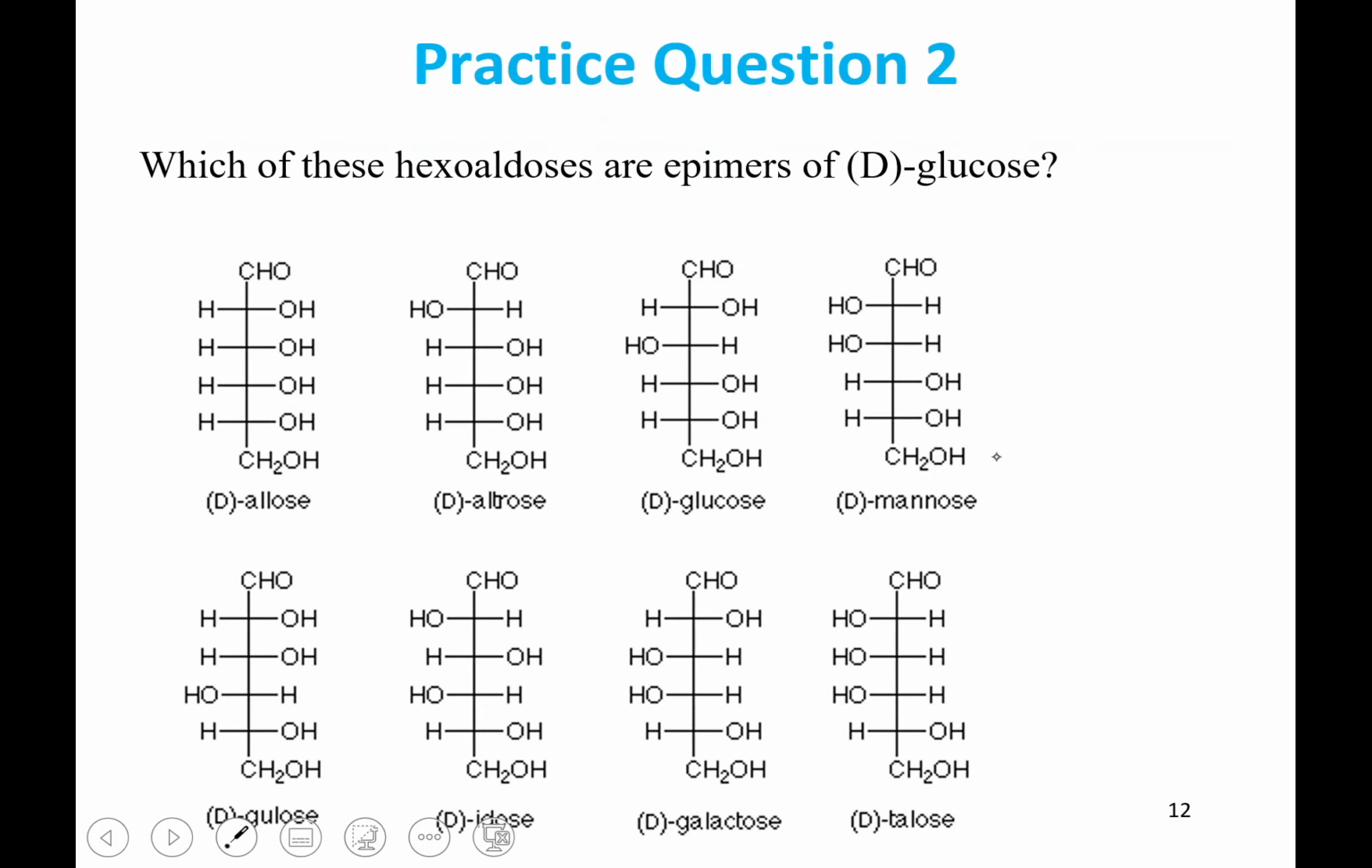Okay, so let's try another practice question. Which of these hexoaldoses, so 6-carbon aldose sugars, are epimers of D-glucose? So let's look at our structure for glucose. It's given here, right? So we have right, left, right, right. Okay, so let's look at mannose. That's left, left, right, right. So that was 1 at carbon 2.